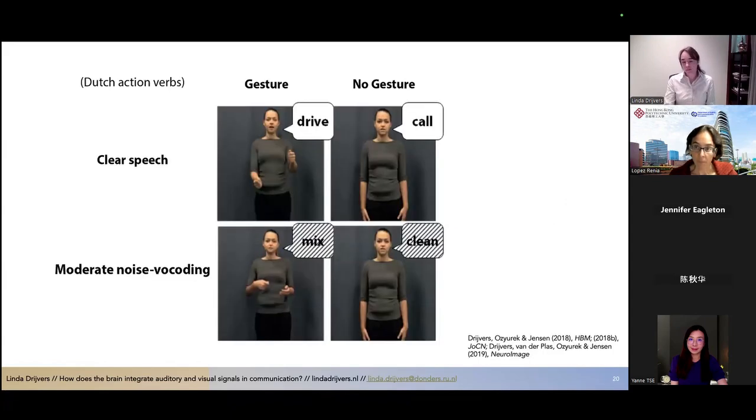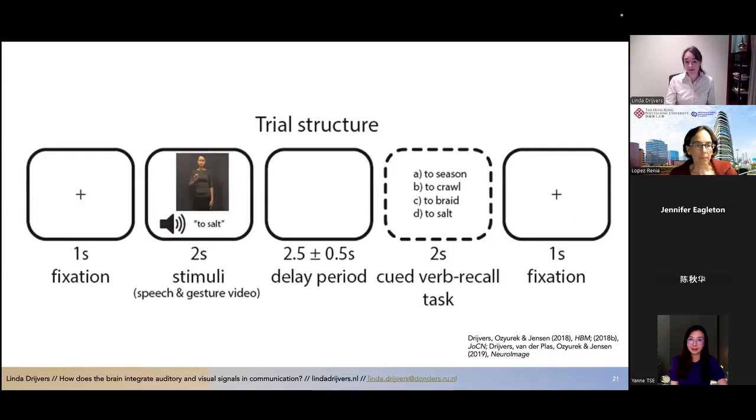Now, for this study, we presented participants with similar videos as the ones that I mentioned earlier, this time with a gesture or no gesture, and with clear speech and moderately noise-vocoded speech. We chose moderate noise vocoding here because this was the level where these gestures added most to comprehension, right? So we would see maximal effect of this gestural enhancement in the brain. The task for participants was quite easy. They would watch and listen to these videos and then would have to identify which verb they observed.